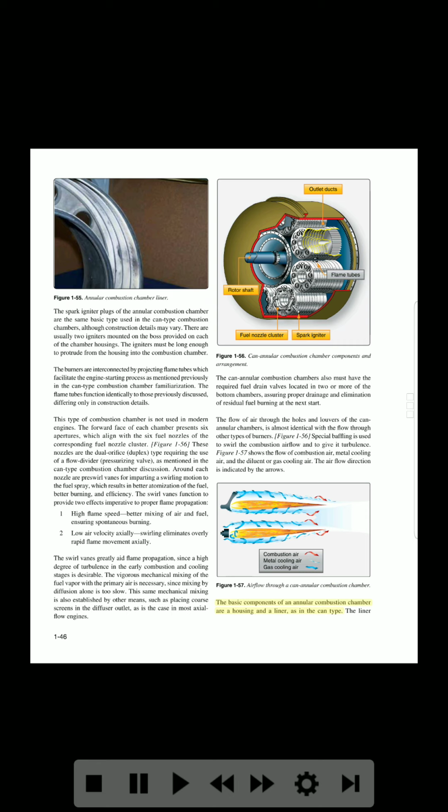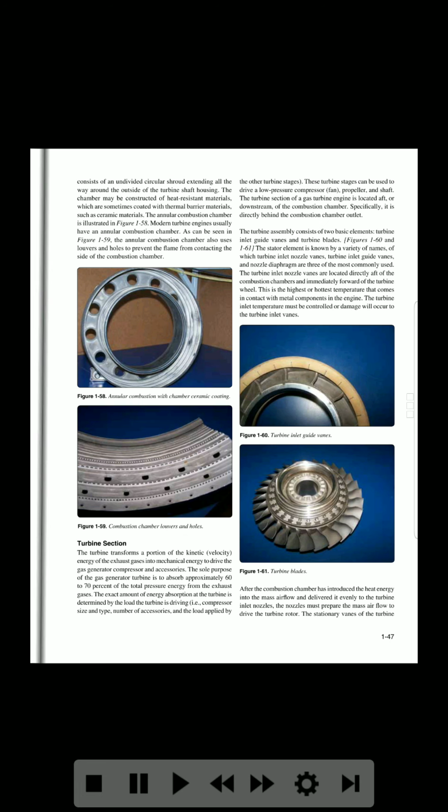The basic components of an annular combustion chamber are a housing and a liner, as in the can type. The liner consists of an undivided circular shroud extending all the way around the outside of the turbine shaft housing. The chamber may be constructed of heat-resistant materials, which are sometimes coated with thermal barrier materials, such as ceramic materials. The annular combustion chamber is illustrated in Figure 1-58.